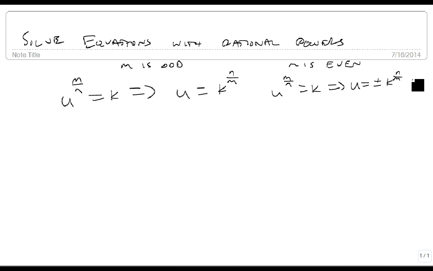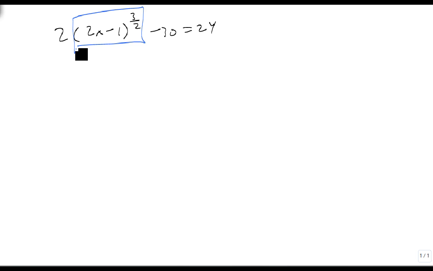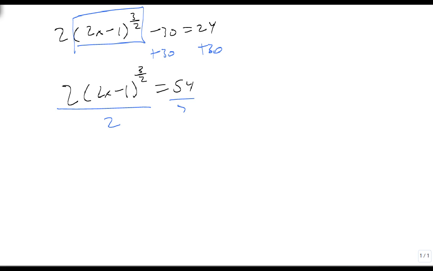So we're going to work a couple of examples. We'll start with the following. Suppose that we have 2 times (2x minus 1) to the 3/2 power minus 30 equals 24. The first thing that we're going to do is get this piece by itself. So we're going to add 30. 2 times (2x minus 1) raised to the 3/2 power will equal 54. Then divide by 2. (2x minus 1) to the 3/2 power equals 27.